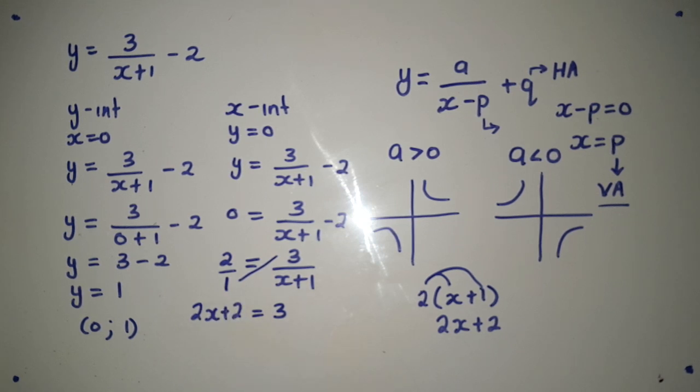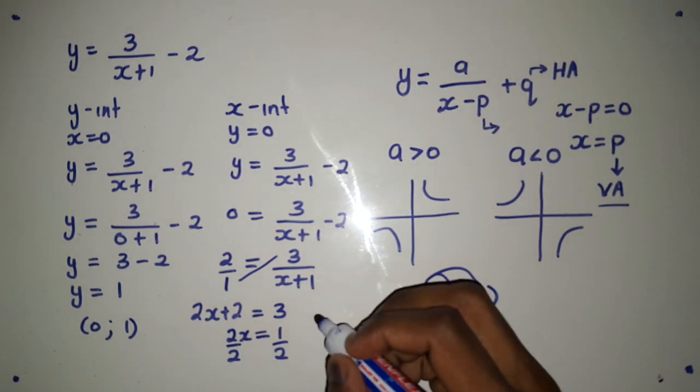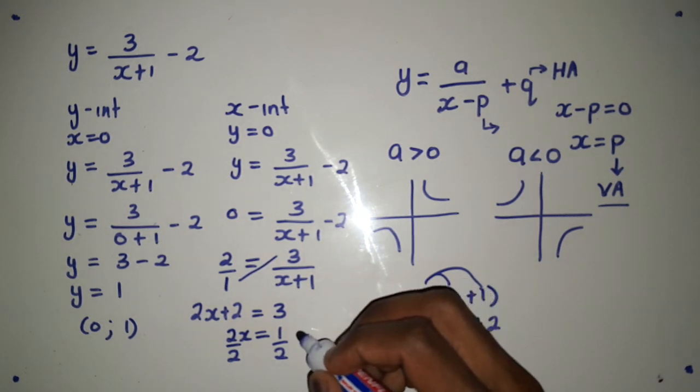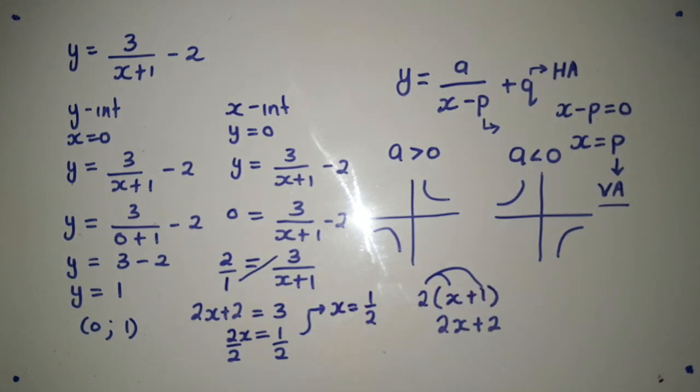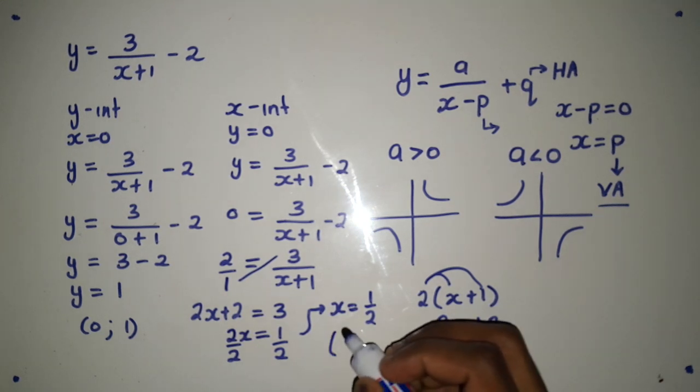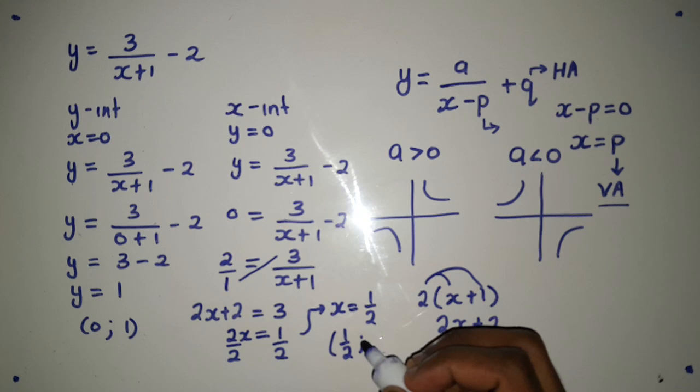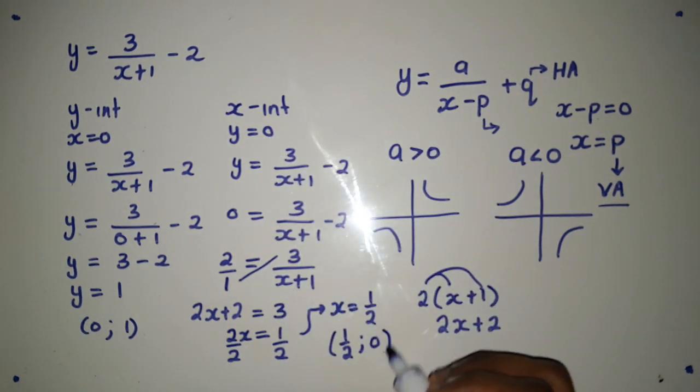At this point, we can take 2 to the other side. We are going to say 3 minus 2, which is going to be 1. This side we have 2x. Let us solve for x by dividing both sides by 2. Then our final answer for x is going to be 1 over 2. So we got x to be 1 over 2. Our y we said to be 0.